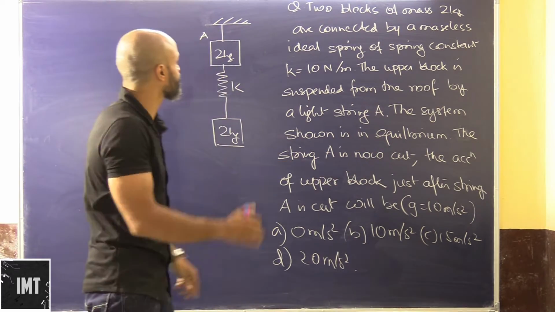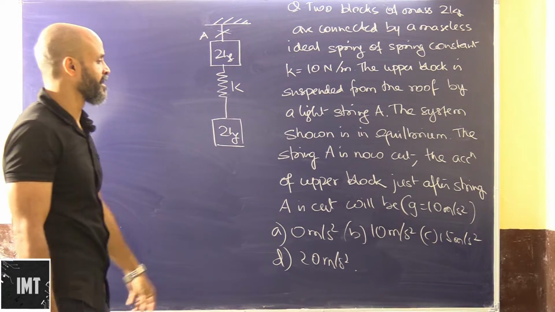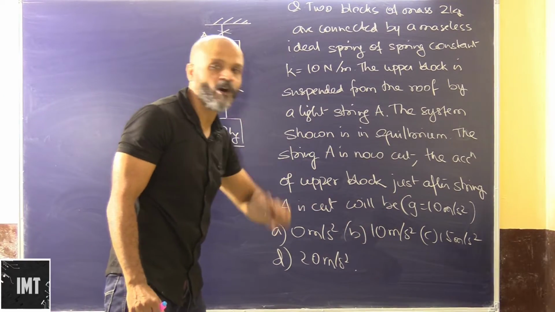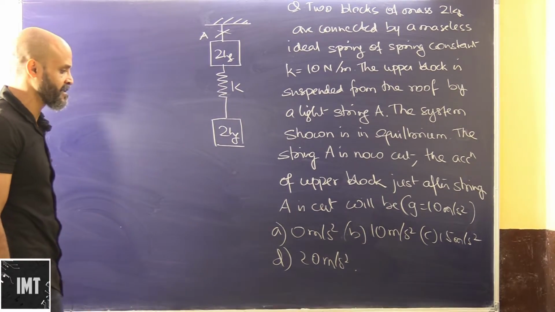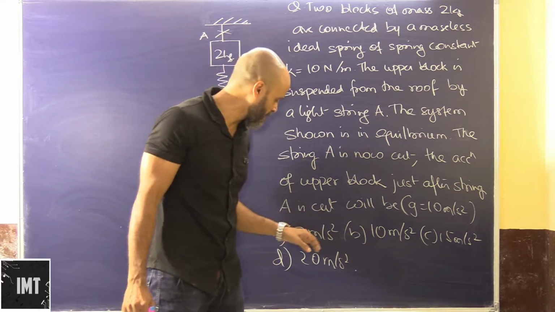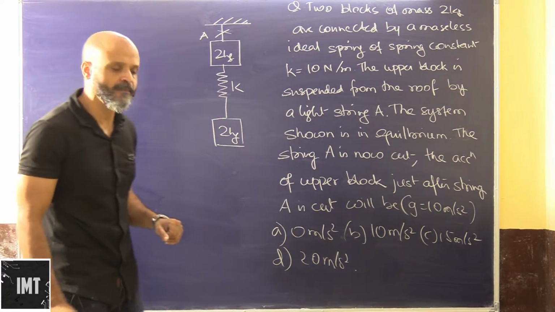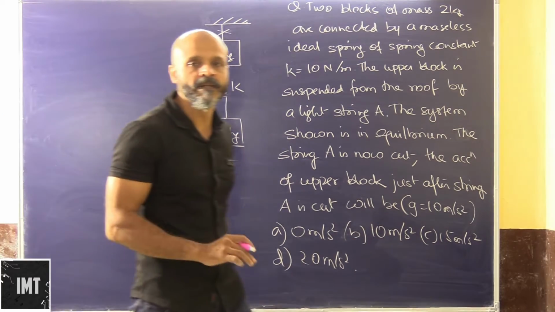The string A is now cut. The acceleration of the upper block just after A is cut will be how much? G is given here as 10 meter per second square. The options given here are A 0 meter per second square, B 10 meter per second square, C 15 meter per second square, and D 20 meter per second square.